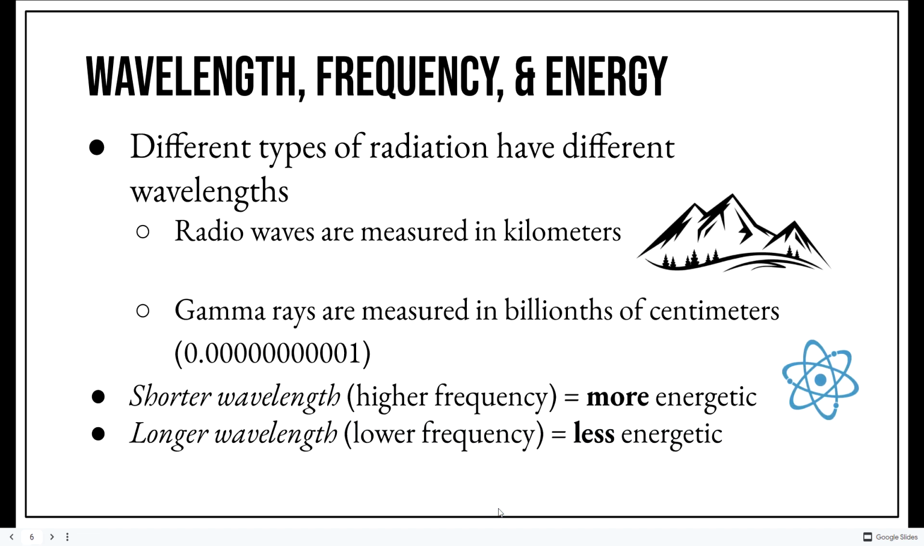So we have different types of radiation in the electromagnetic spectrum, and the different types of radiation are going to have different wavelengths. Radio waves are going to be measured in kilometers because they travel really long distances. Gamma rays travel short distances, and they're going to be measured in billionths of centimeters. And I put an example of what that would look like in decimal form down here. So you have 1, 2, 3, 4, 5, 6, 7, 8, 9, 10 zeros in front of the 1. So a billionth of a centimeter.